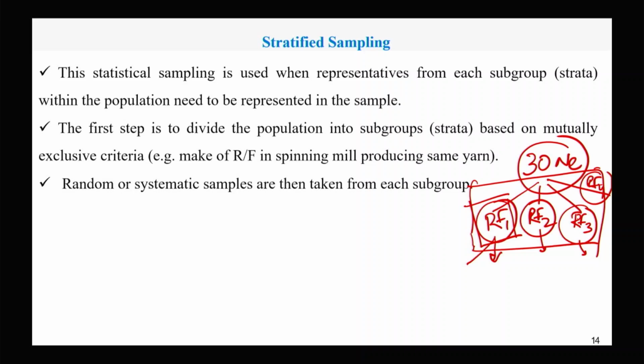Within the stratified, we have to either use the random, so it can pick, say, 10 ring frame bobbins from ring frame 1, 5 from ring frame 2, again 10 from ring frame make 3. But while taking 10, we must follow either random or systematic. Again we have to go back there.